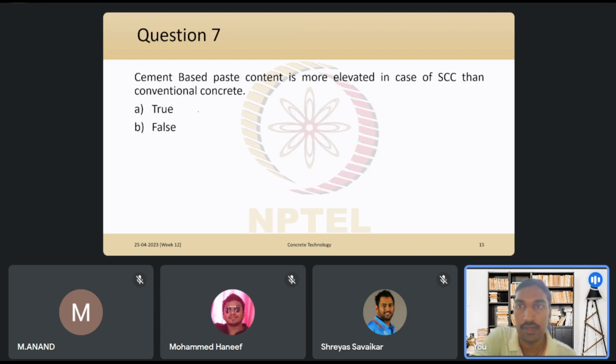Okay, question number 7: the cement based paste content is more elevated in the case of SCC than conventional concrete. We have to say whether the statement is true or false.